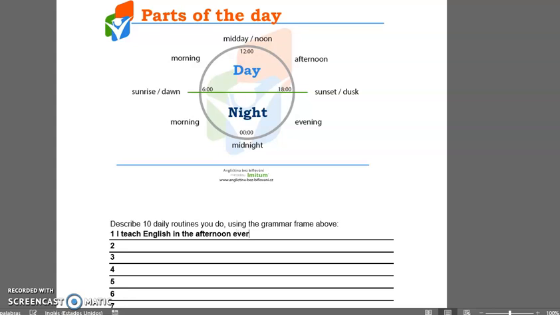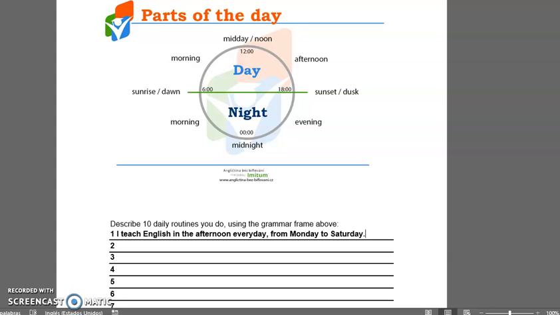every day. And if I want to be a little more specific, I can add from Monday to Saturday. See? I can order the sentence in the way I like the most. I can say I teach English in the afternoon every day. I can say from Monday to Saturday I teach English.